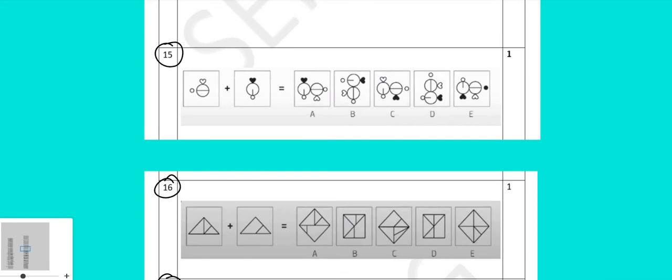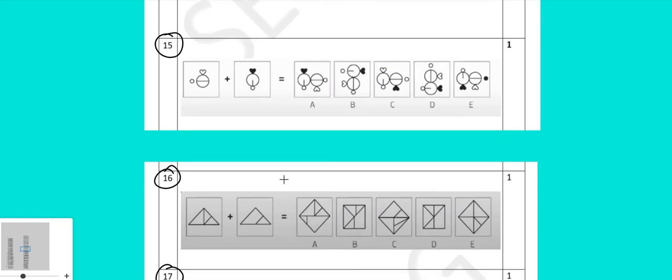Moving on to the next example, that is example number 16. Here in this figure, it is just a matter of triangles, but then it might seem a bit confusing too. So let us look at the rest of the figures. A is wrong because the right size is not there according to the second figure. It is not of the right size. So therefore we can strike A off.